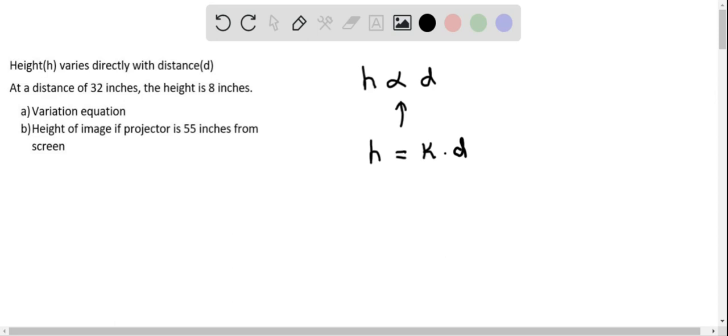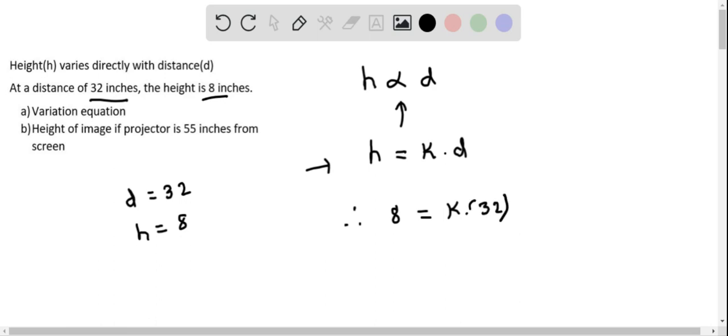However, we still have to find the value of k. To determine the value of k, we will use this information: at a distance of 32 inches, that is when d equals 32, the height is 8 inches. So we plug this information into the equation to determine the variation equation. Therefore h equals 8, so this becomes 8 equals k times 32. We can solve for k from this equation. This becomes 8 equals 32k.